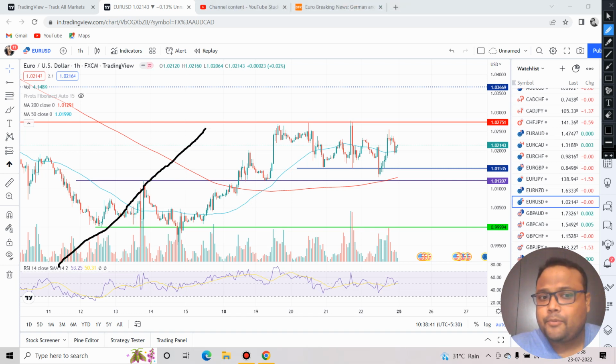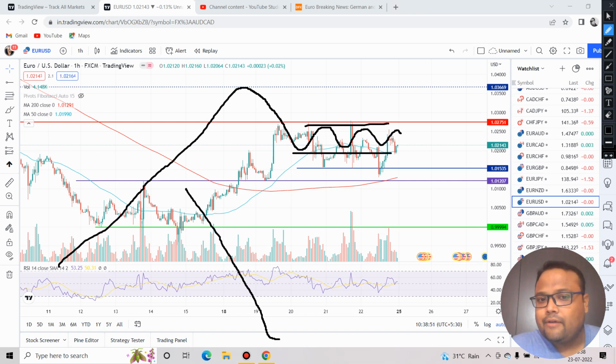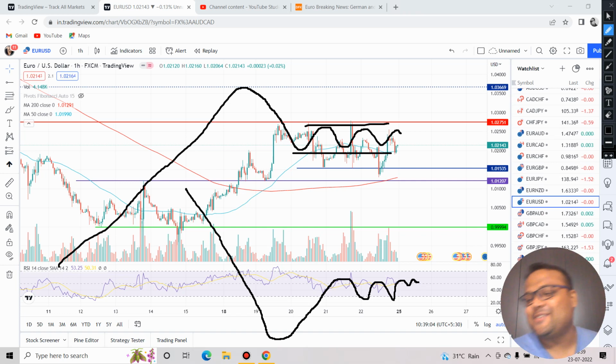DXY was in an uptrend, and after that there was some correction, and now we can see DXY is consolidating. Euro USD was in a downtrend. After that we saw some recovery, and right now Euro USD is consolidating, just the opposite of DXY. So this is the main reason I always focus on the chart of DXY before I start looking at the chart of Euro USD.